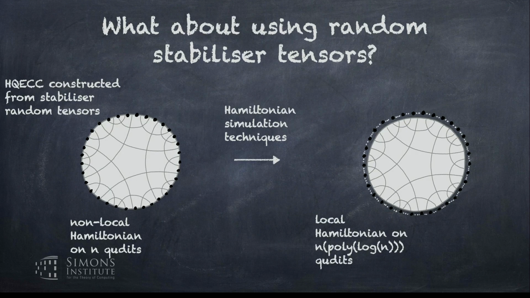And when you push all those techniques through and look at what that means, what we find is that if we start with a holographic quantum error correcting code constructed from stabilizer tensors and then apply Hamiltonian simulation techniques to the boundary Hamiltonian, we end up with a local Hamiltonian on n polylog n qubits. So we have still had a blow up in the Hilbert space dimension, but it's a much smaller blow up. And in particular, if you think about wanting a constant density of spins on the boundary, then because of the way the hyperbolic metric works, you only have to go out a doubly logarithmic distance from the boundary to fit in all these new tensors.